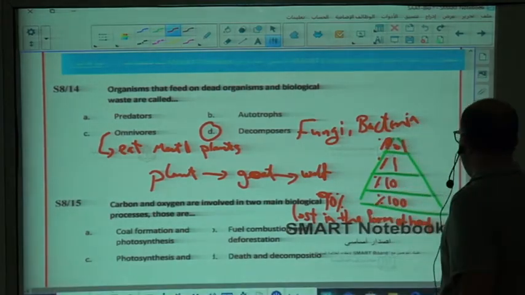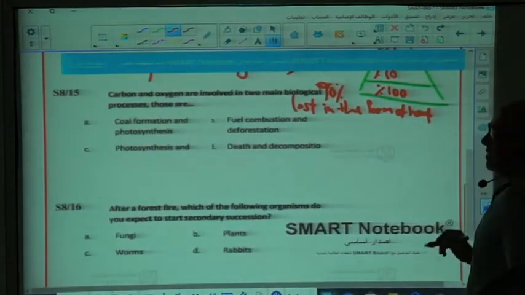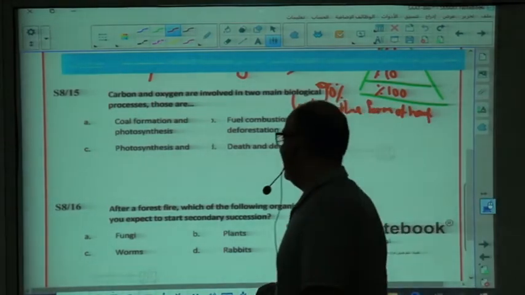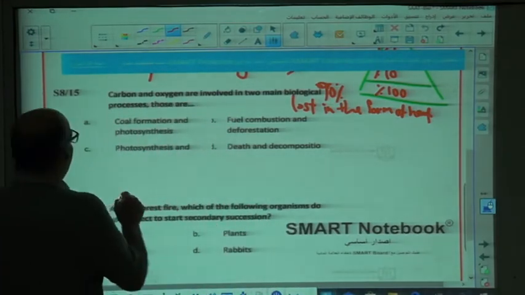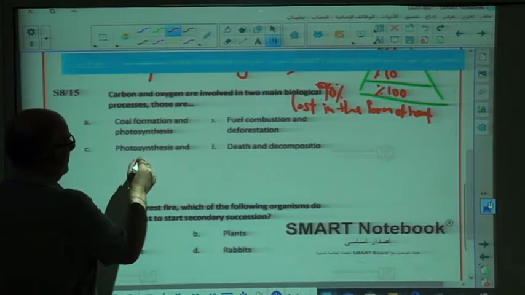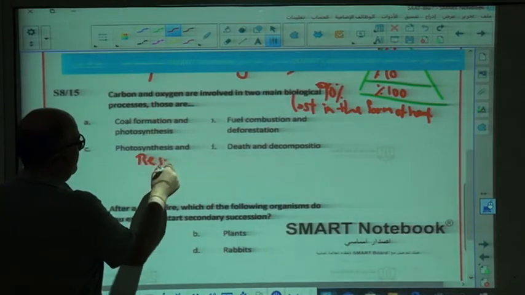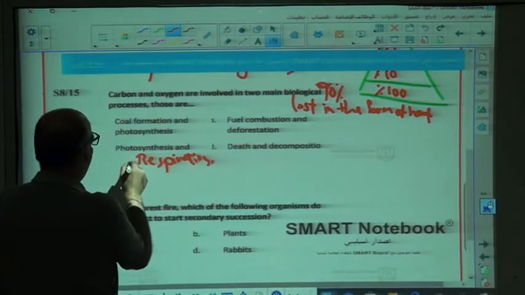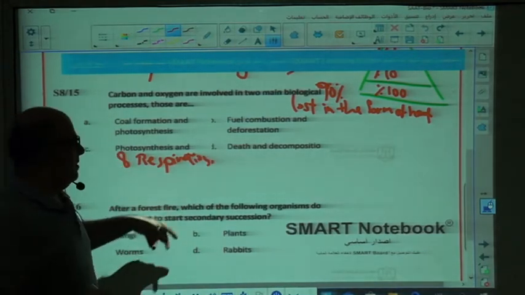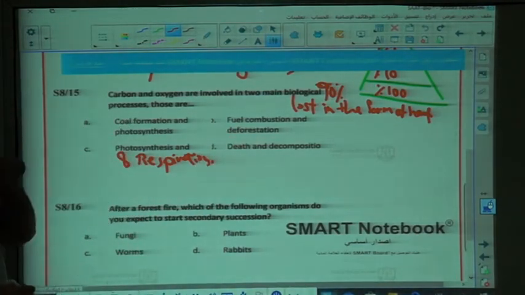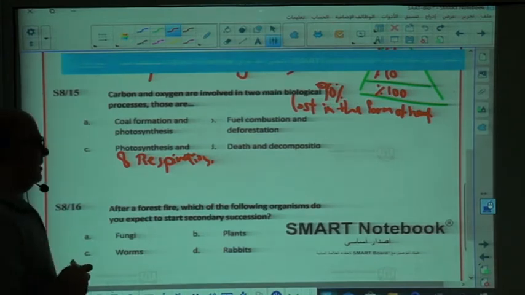Okay guys, carbon and oxygen are involved in two main biological processes. Those are what guys? A? No, not A. C. Yes, C. Photosynthesis and respiration. Okay guys. B, fuel combustion and deforestation? No, it is not related.